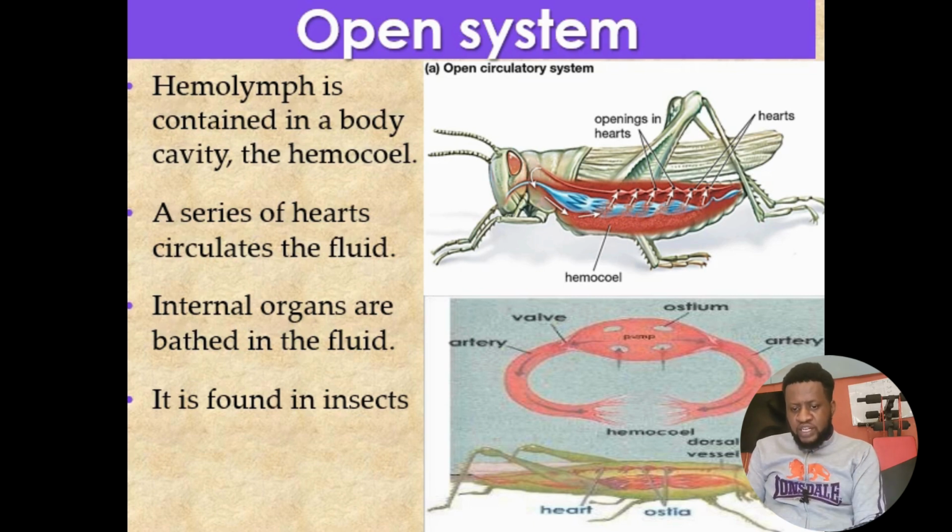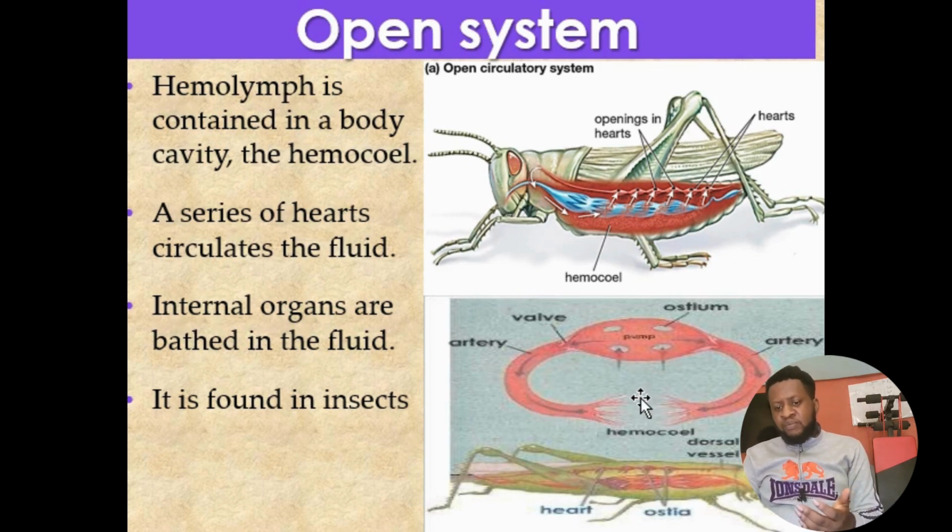Well, what we are trying to look at now, look at the picture here. This is how it works. You can see blood flows from this section then into the artery. From the artery, it goes out into the body cavity. So it goes into the body cavity, not in a circuit again, or not in a vessel again. So that's what we refer to as an open circulatory system. Remember I said blood, but here we are referring to fluid.